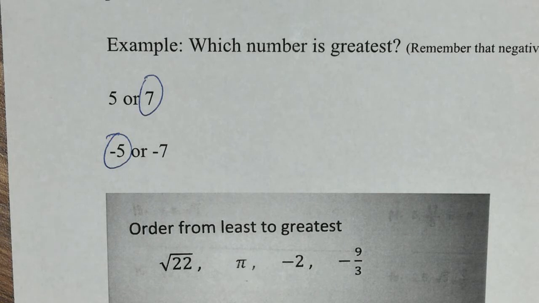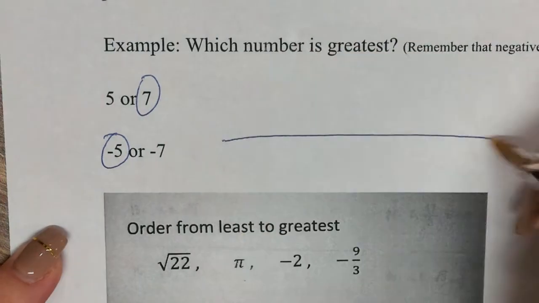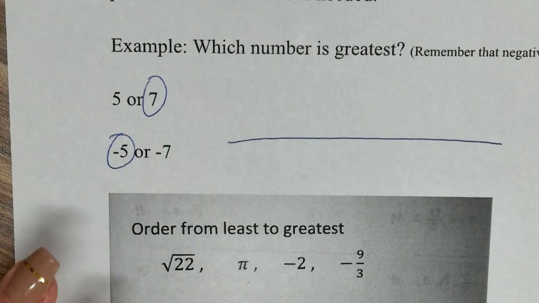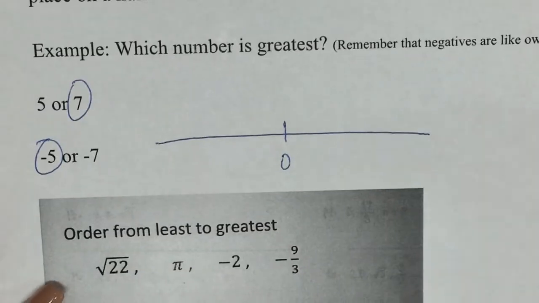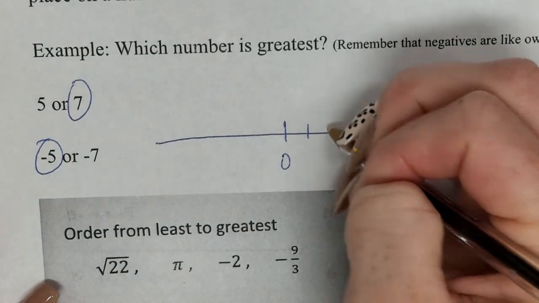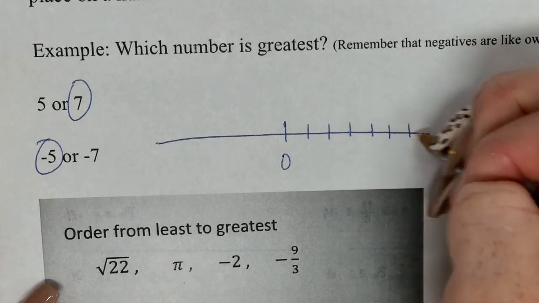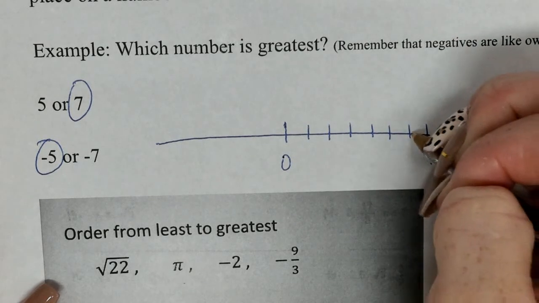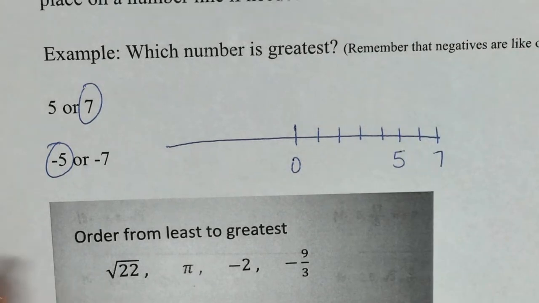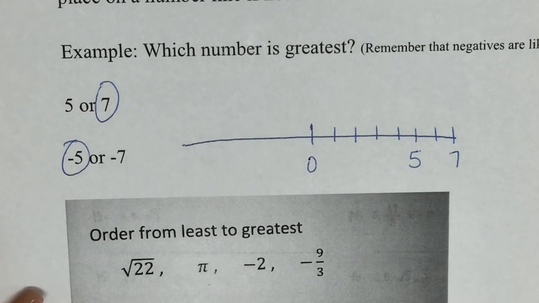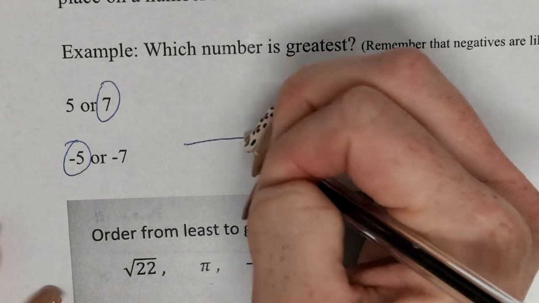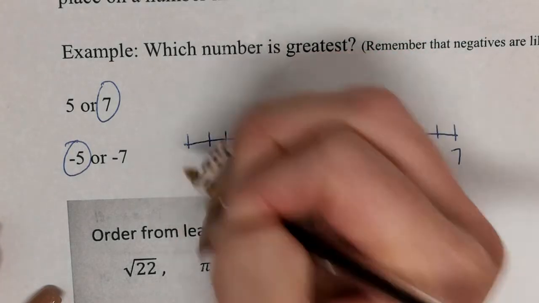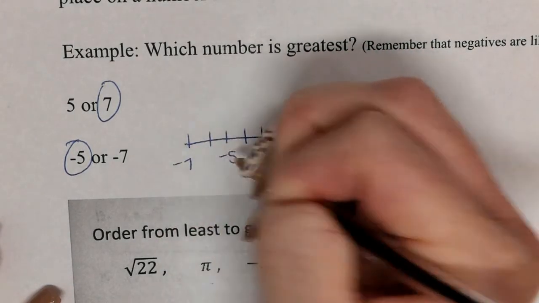Okay, if that confuses you, if money's not working, you're like, I don't get it, then make a number line. So everybody draw a little number line. Everybody put 0 here. To the right, put 7 slashes. 1, 2, 3, 4, 5, 6, 7. Here's 7. Here was 5. Put 7 slashes to the left of 0. 1, 2, 3, 4, 5, 6, 7. Here's negative 7. Here's negative 5.